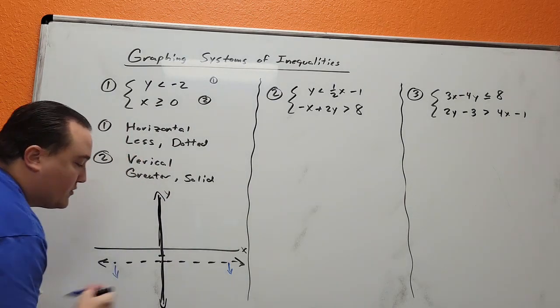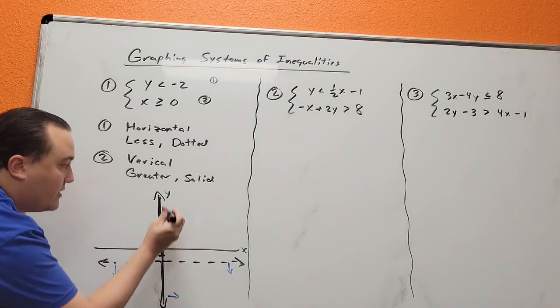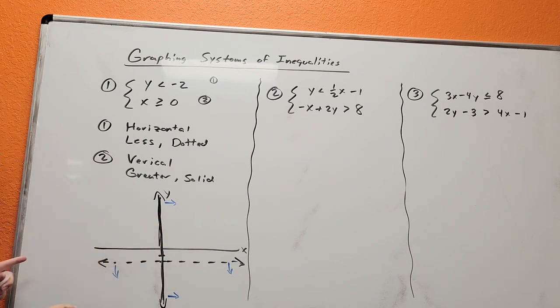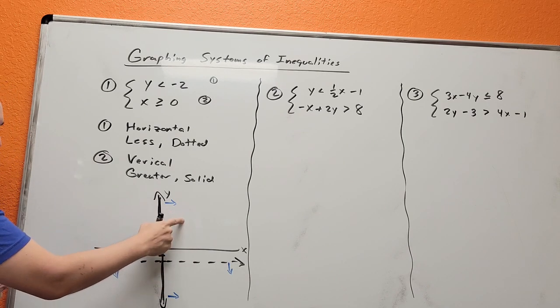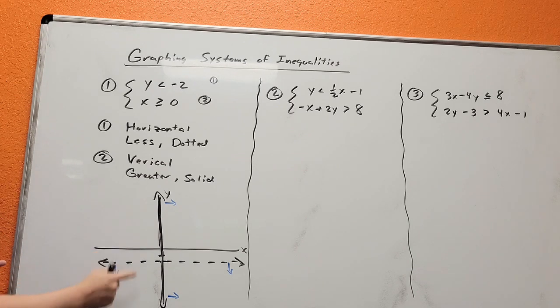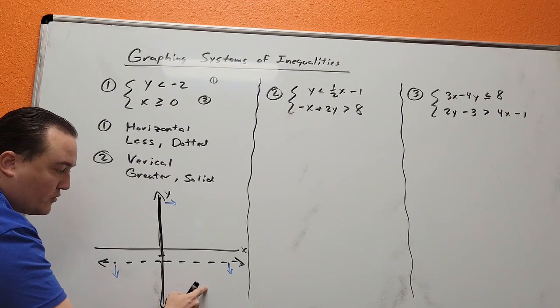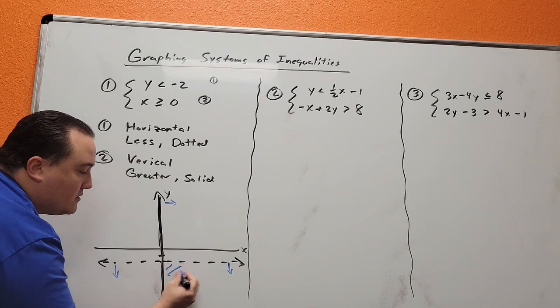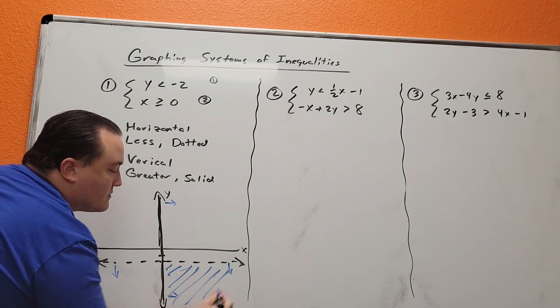And we're going to shade greater than that line. So if we're shading greater than this line, we're going to shade this way. And you just shade where both the arrows are. So there's only one arrow here, there's no arrows here, there's one arrow here, so there's both arrows here. We're going to shade down here. Okay.